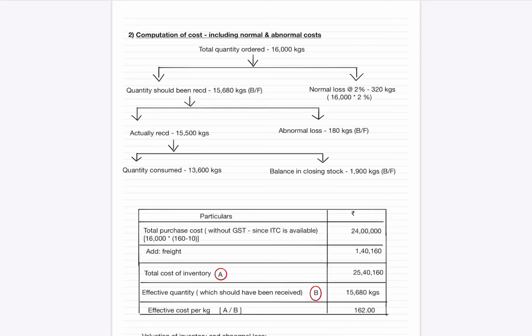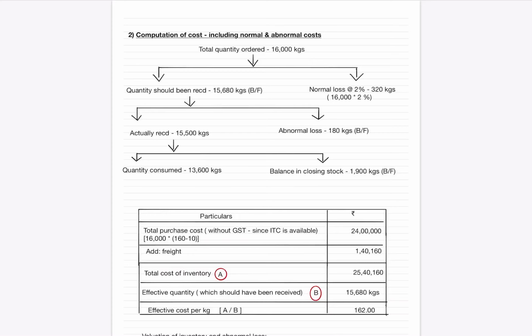Before getting into the problem, first we need to know what's meant by normal loss and abnormal loss. Normal loss is the loss which is inevitable and unavoidable. It will surely happen for the particular nature of business. But abnormal loss is the loss happened above the limit of normal loss.